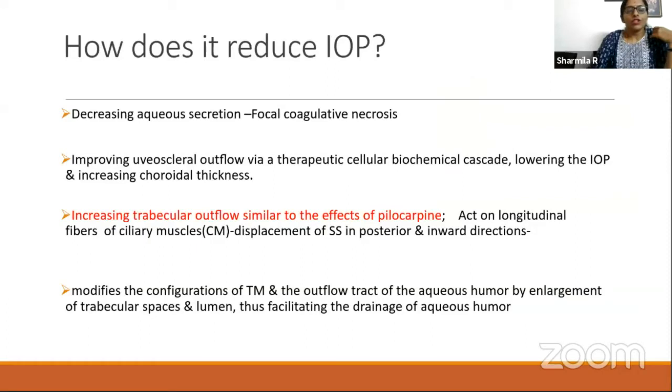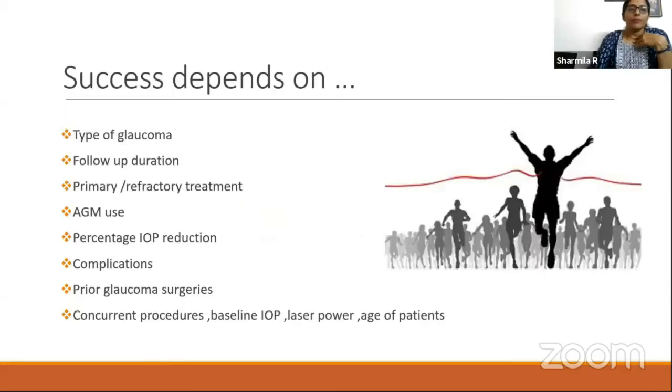How does it reduce intraocular pressure? We all know, by three mechanisms. It reduces the aqueous secretion, it increases the uveoscleral outflow, and most importantly, the trabecular outflow as well, because of its effect, which is thought to be similar to that of pilocarpine. It acts on the longitudinal fibers of the ciliary muscle, which causes a displacement of the scleral spur, changing the configuration of the trabecular meshwork, and thereby increasing the trabecular spaces and increasing the outflow.